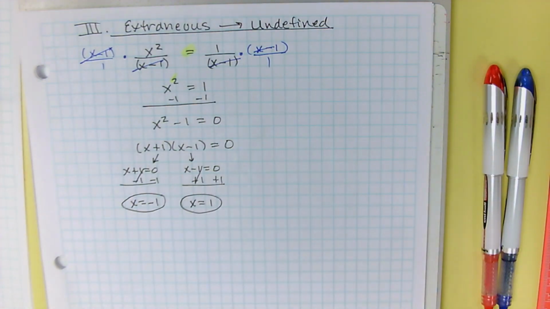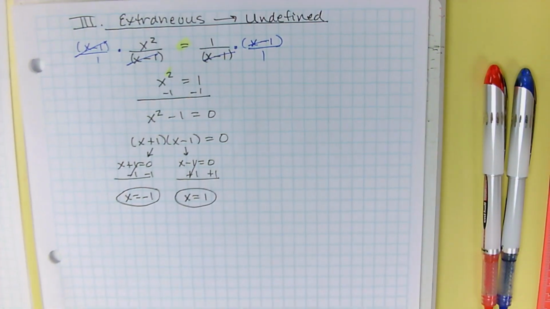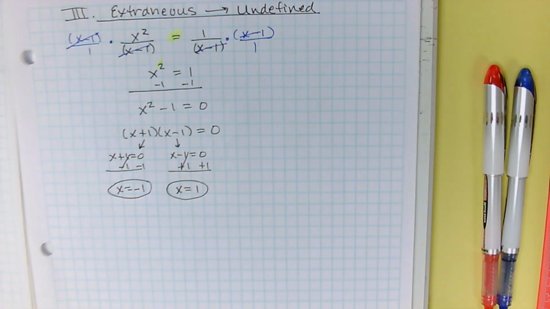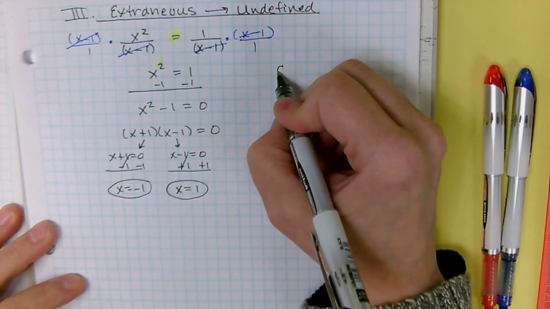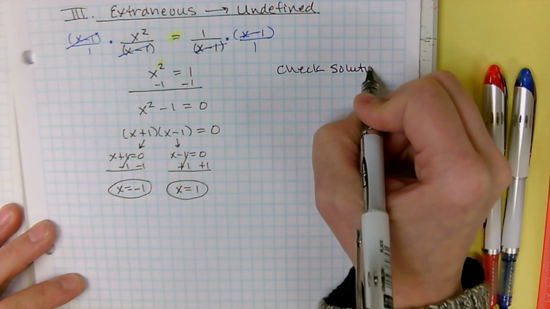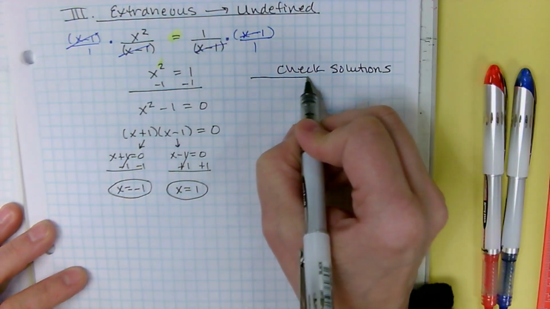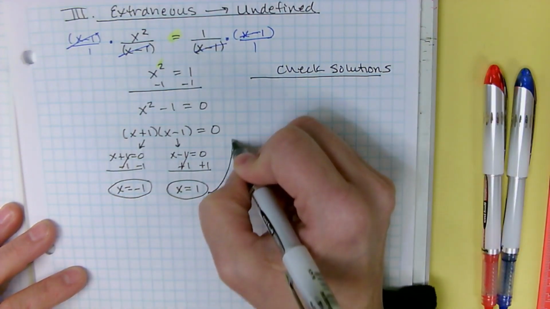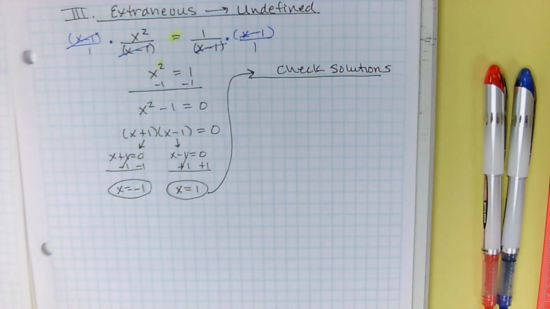Now, this is where you need to figure out if they're both good answers or if one of them is extraneous. You can do this in your head or you can do it in writing. I'm going to have you do it in writing because this is notes, but I strongly suspect you will do a lot of these in your head, and that is perfectly fine. So we're going to check our solutions.